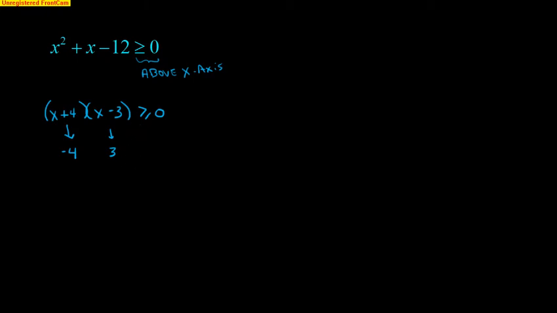One of the things I like to do is make a number line. So I make a number line, and I'm going to choose, and make sure I put them in order, negative 4 and 3 on the number line. And what I want to do is pick test values. I want to use test values on this interval, on this interval, and on this interval, and see if they work. That's how we're going to check to see where we're above or below the x-axis, depending upon the inequality.